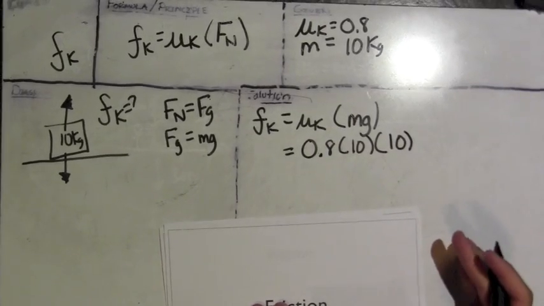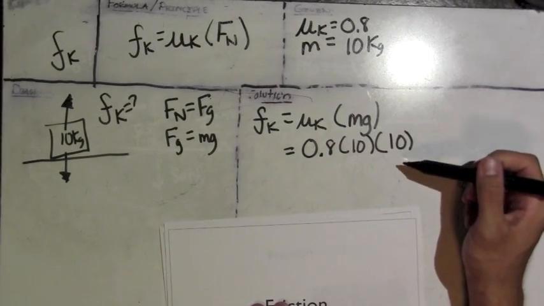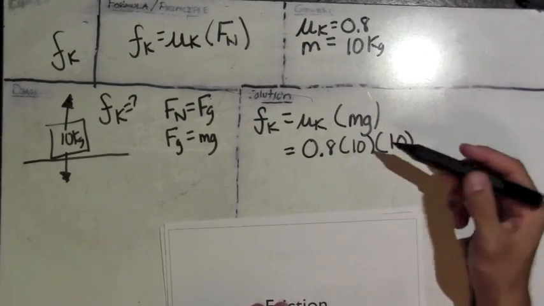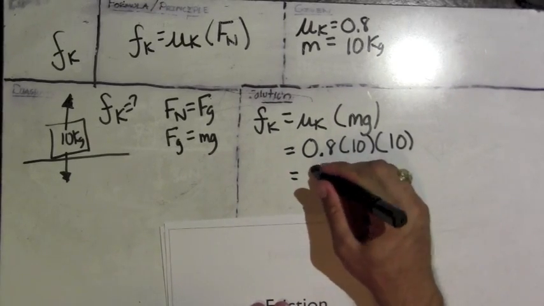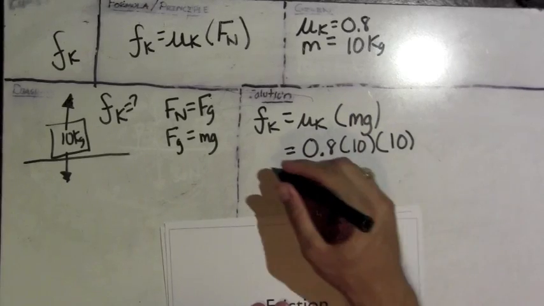If you're working a problem out, you want to make sure that you use the value that's assigned. If it says 9.8, use 9.8. But if I use 0.8, 10, and 10, that makes it easy, and I get 80 newtons of frictional force.